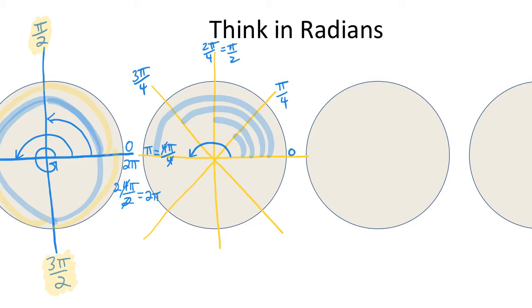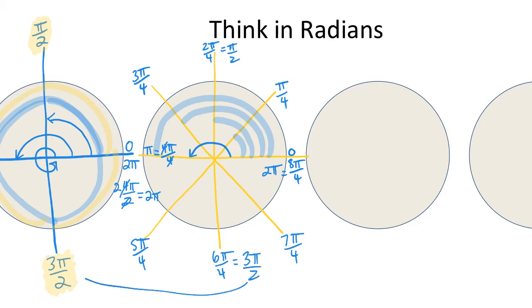Okay, we can continue like this. So that's 5 pi by 4, 6 pi by 4, 7 pi by 4. And then, of course, all the way around would be 8 pi by 4, and we know that 8 pi by 4 simplifies down to be 2 pi. And 6 pi by 4 simplifies down to be 3 pi by 2. And hey, that's what we said before, that 3/4 mark, 3/4 of the way around the full circle.